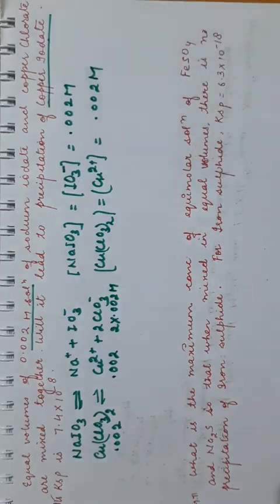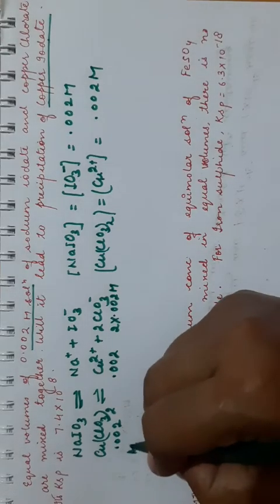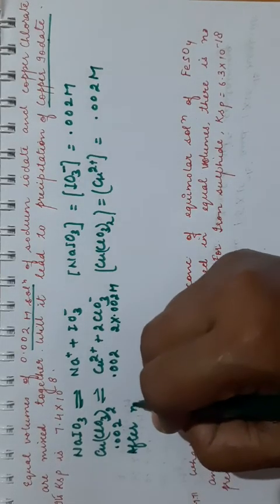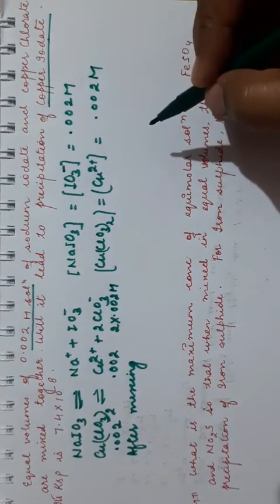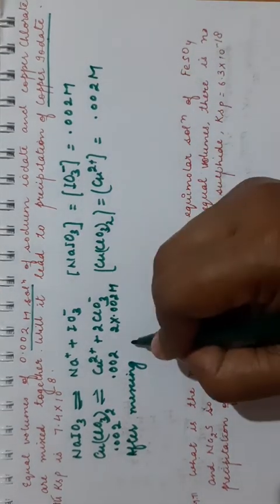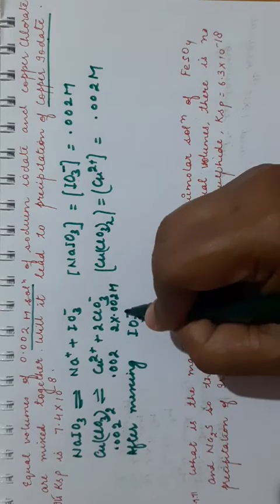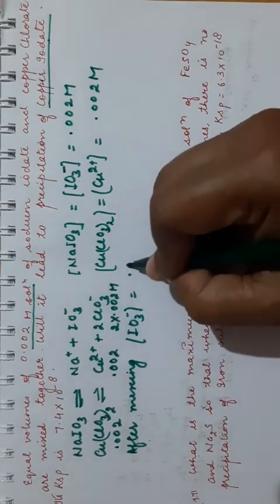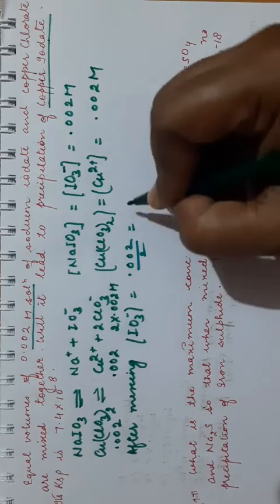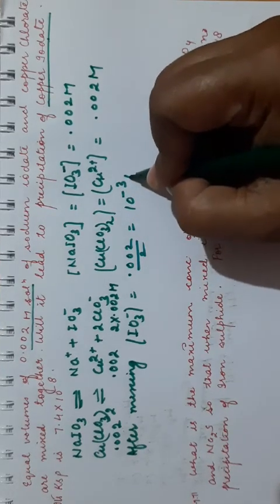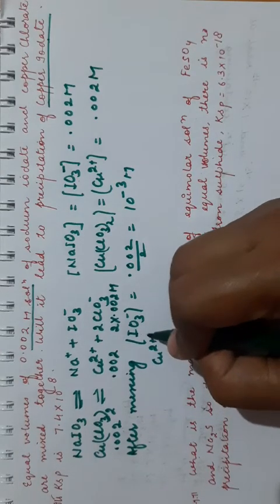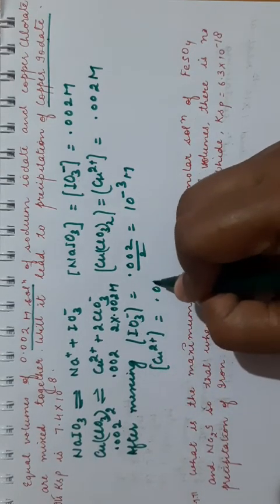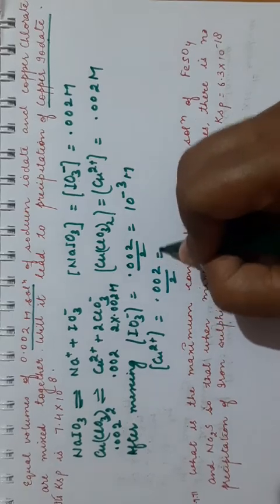We need to check whether the precipitation of copper iodate will take place or not. So after mixing these two solutions, what will happen? The volume will get doubled, so the concentration will become half. So what is the concentration of IO3 minus after mixing? 0.002 upon 2, that is equal to 10 power minus 3 molar. Similarly, the concentration of copper ions will also become half, 0.002 upon 2, 10 power minus 3 molar.